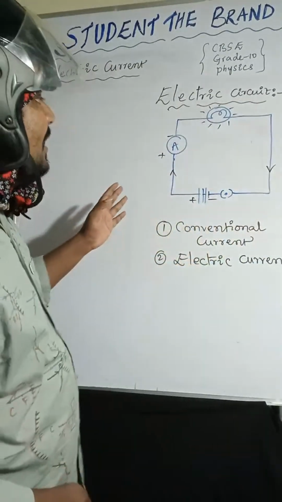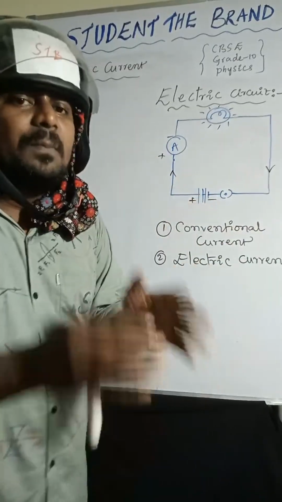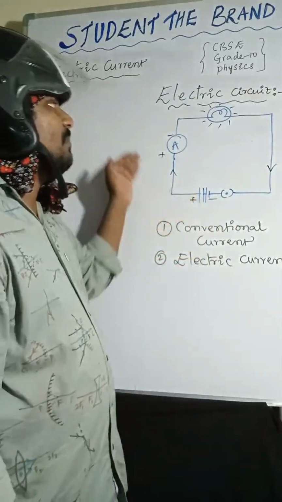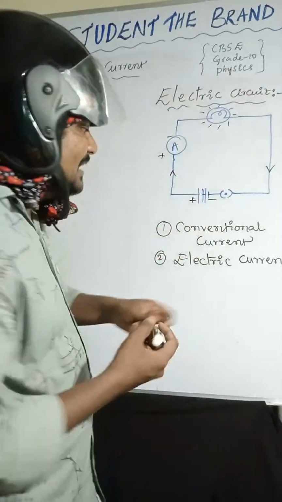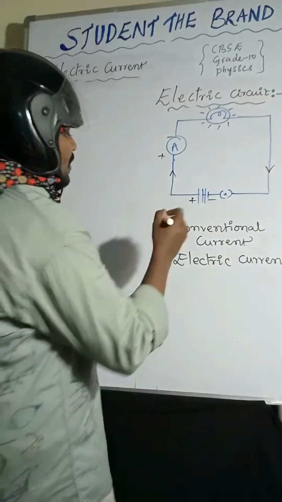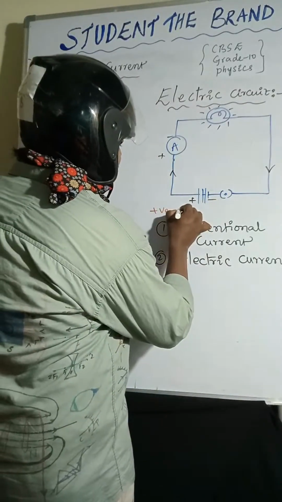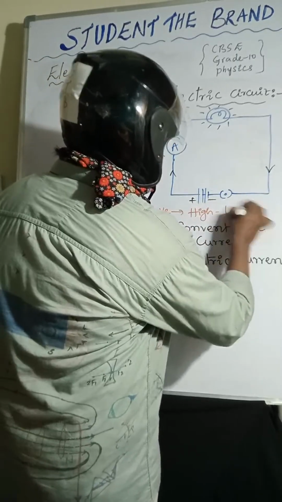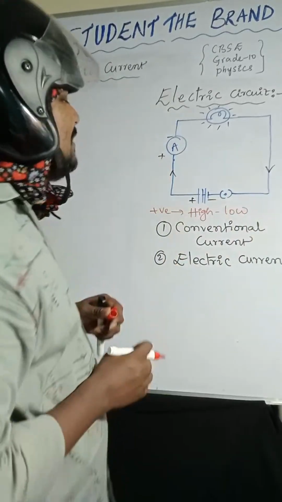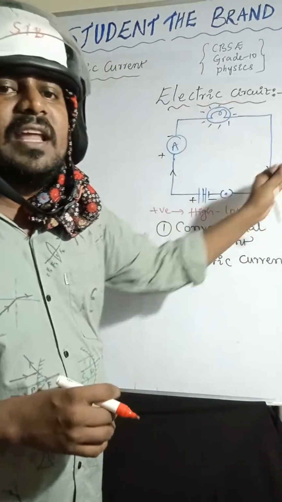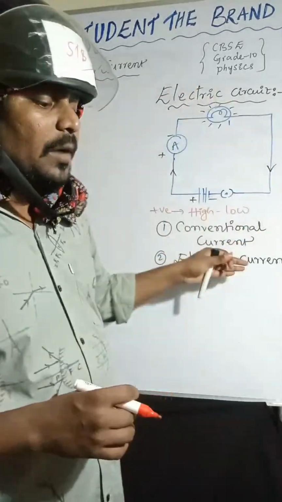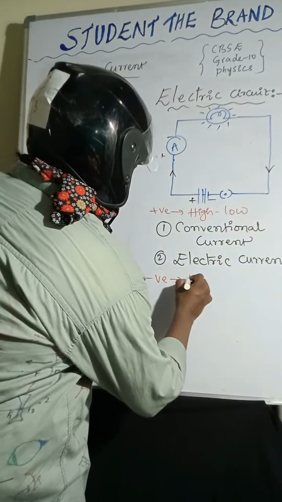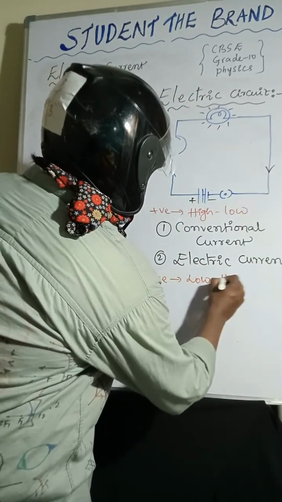So here I am considering conventional current. Positive charges will move from positive terminal to negative terminal, that is, from high potential to low potential. Whereas in electric current, electrons will flow from low potential to high potential.